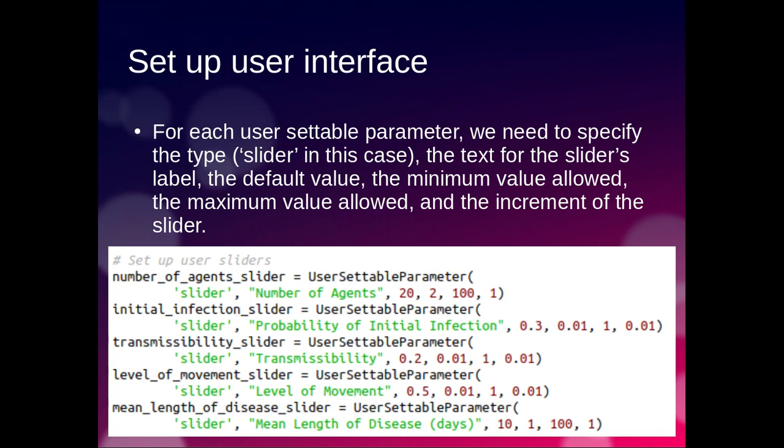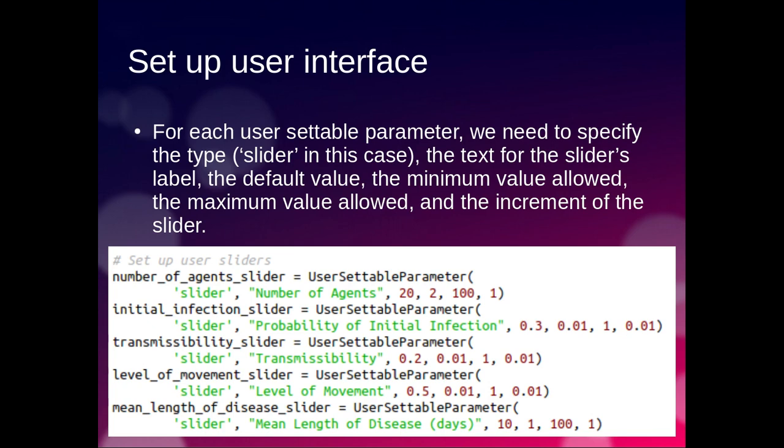So if we look here, we've got the 5 sliders. The first one I've called the number of agents slider, and I'm saying that's a user settable parameter, and it's of type slider. I want a label that says this slider represents the number of agents. Then I want the default value to be 20 agents in the model, so if the user doesn't change it, there'll be 20 agents in our model. I want the minimum value to be 2. It'd be pretty pointless to have an infection model where you only had 1 agent in the model, so you'd need at least another agent. I'm going to allow up to 100 agents to be specified by the user, and an increment of 1. And we need these to be whole numbers because we can't have half agents.